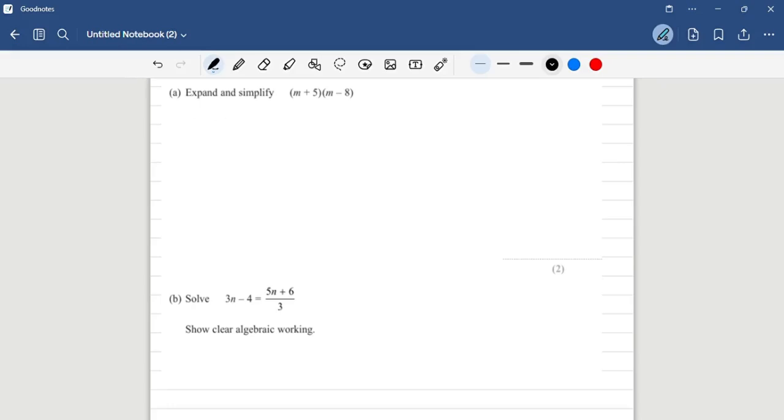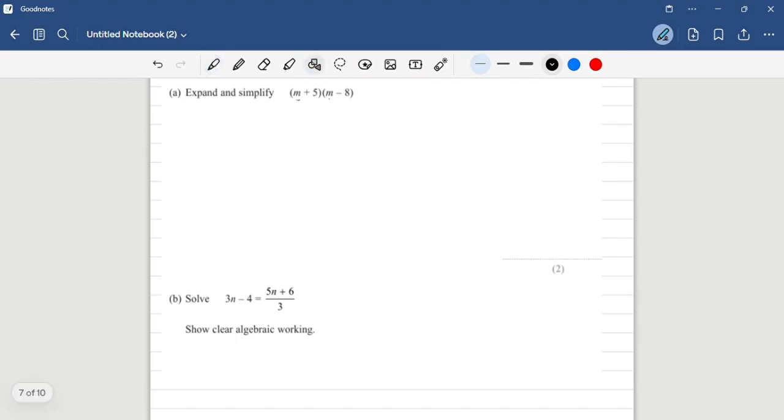Look for these questions. It's like expand how I can multiply these two together. We have many methods to answer this part of questions. The first thing is like expanding. So I will multiply m by m, by negative 8. After that, 5 by m, 5 by negative 8. But I prefer another method.